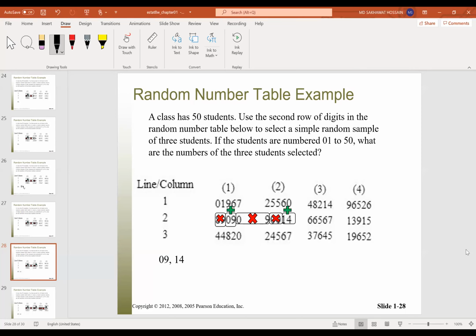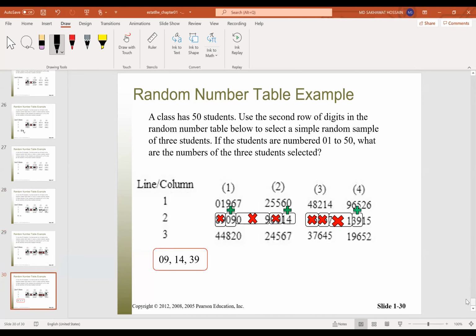Then the next number is 66. So we are not going to select 66, then 56, then 71, 39. Yes, 39 is between 01 and 50. So the next number selected is 39. This is how you select random numbers from the random number table. So 9, 14, 39.